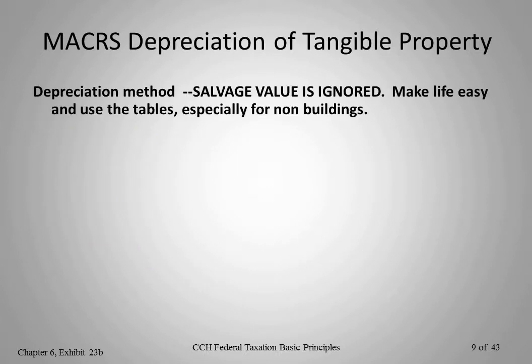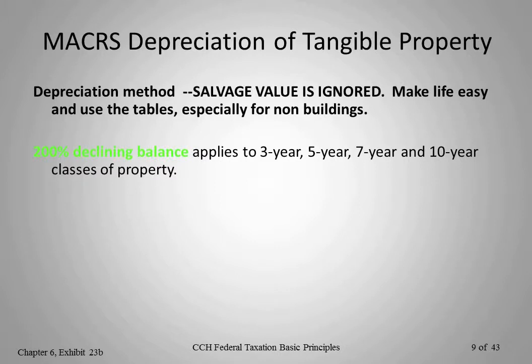All right, depreciation methods. First of all, remember salvage value is ignored for MACRS, and you want to make your life easy and use the tables, especially for non-buildings, because they are using double declining balance. We're going to be using PIG rules, which means that you're going to get the biggest possible deduction. So with the properties listed here, that will be double declining balance. Eventually, we will open up number 1 on the checklist, and you will learn about one set of facts that would force you to use straight line.